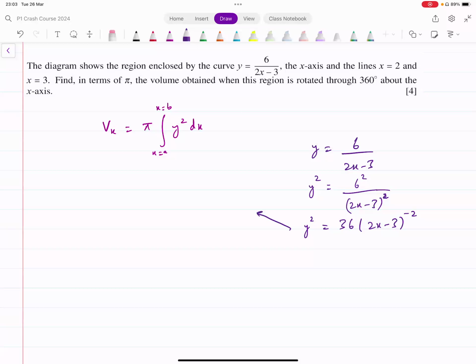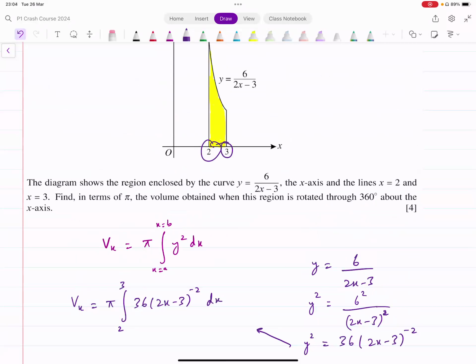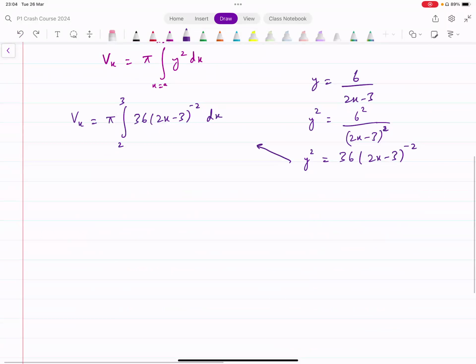Now put this in the volume of revolution formula. It looks like this: pi into the integral of 36 into 2x minus 3 whole raised to the power minus 2 with respect to x. Limits are from 2 to 3. Now I just need to integrate this and input limits. 36 is a constant. You can write that outside if you want. It's multiplying, it's not going to change. It will remain as it is. So you can write that outside as well with pi. So we have 36 pi into the integral of this thing. Now it's a linear expression inside, so we can just use the power rule.